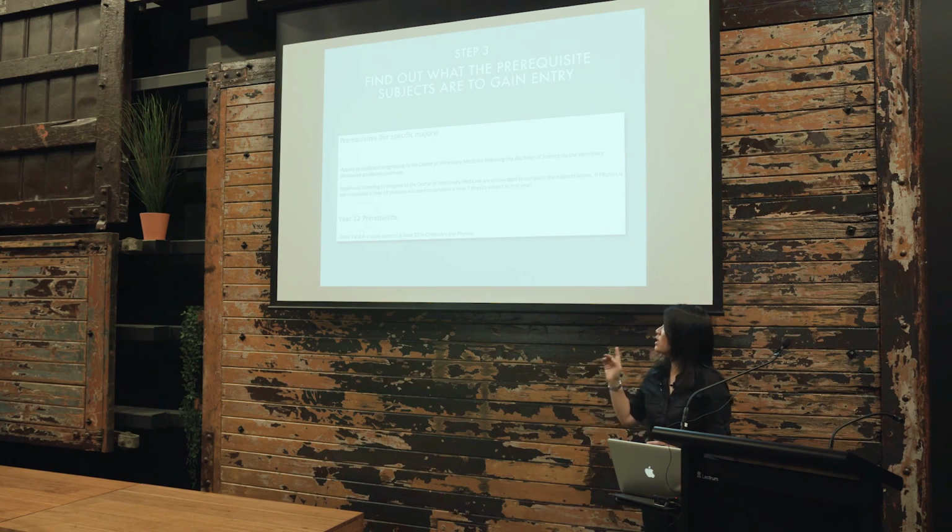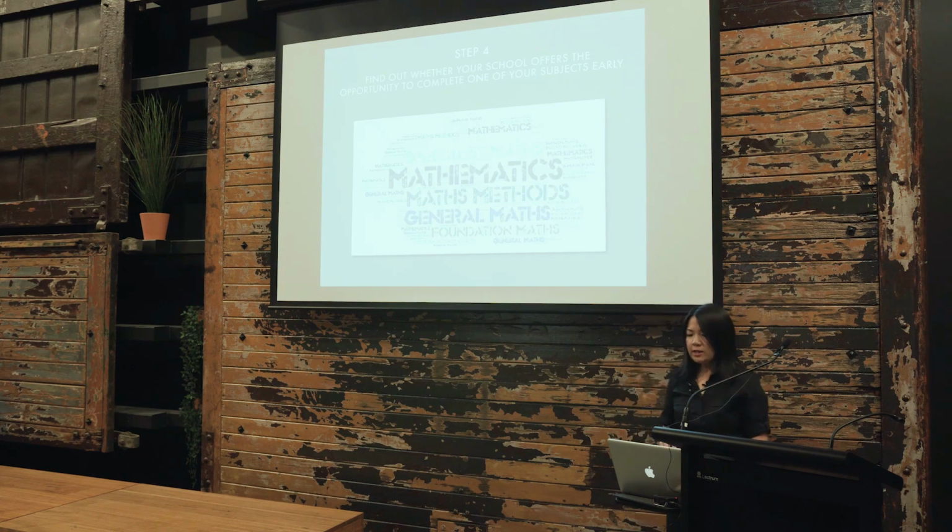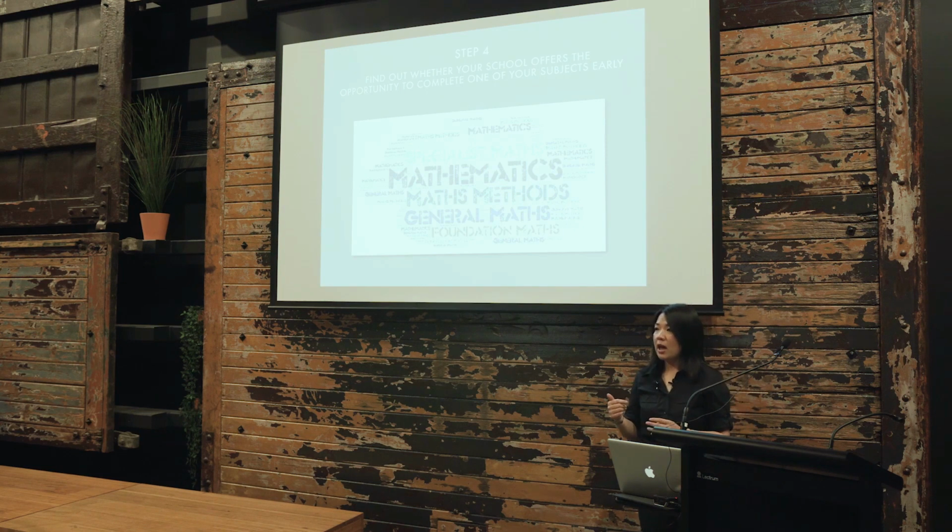So if your child is interested in doing a subject like veterinary medicine, it's important to figure out what the prerequisite subjects are before you do your preferences. And then you need to find out whether your school offers the opportunity to complete one of your subjects early. Even though biology wasn't a prerequisite to get into the course, you can be guaranteed that they will be doing biology in veterinary medicine. And the same sort of situation: if she hasn't chosen to do biology at Year 12, they will fly through the entire Year 12 curriculum in 2 weeks.